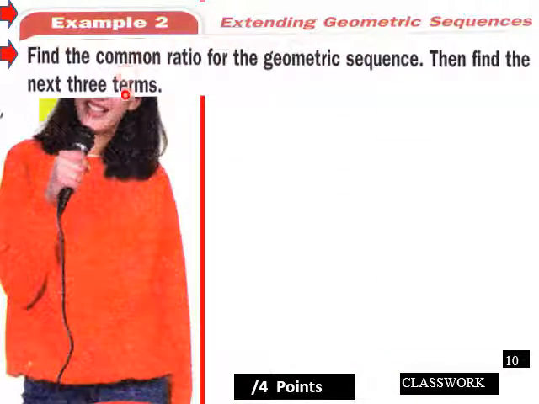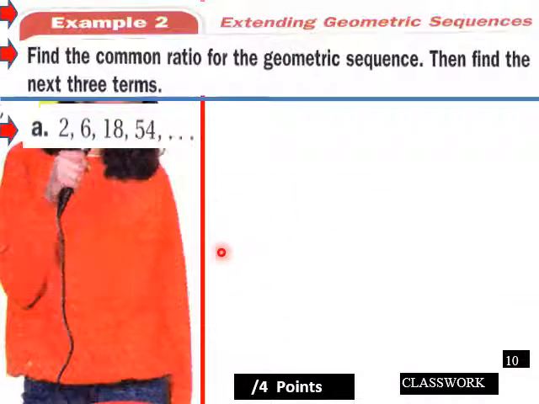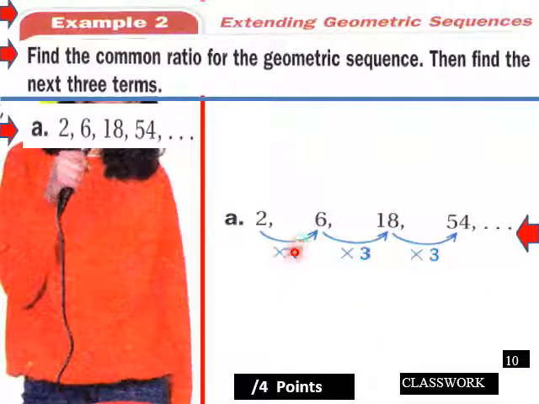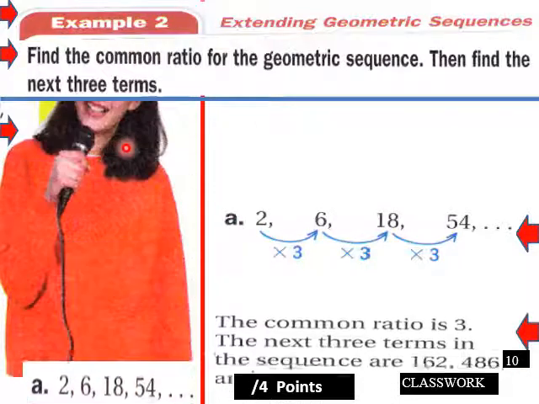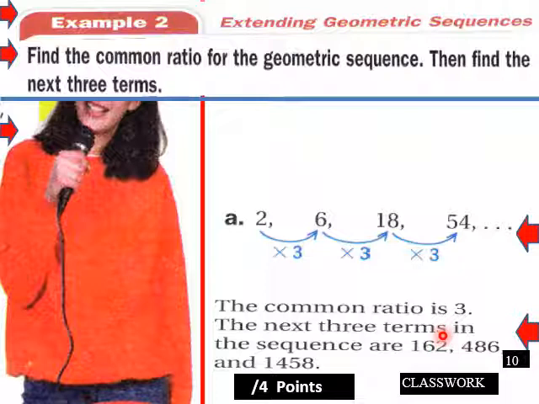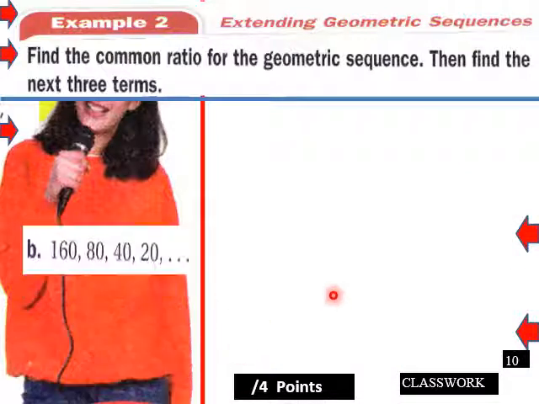Extending geometric sequences: find a common ratio for the geometric sequence and find the next three terms. So here's a geometric sequence. Find the next three terms. How will we do that? Our ratio here is 3 between these two: 3 times 2, 3 times 6, 3 times 18. So what would the next three terms be for this one? It'll be 162, 486, and 1458. When you multiply these out, for the next three terms, here they are.